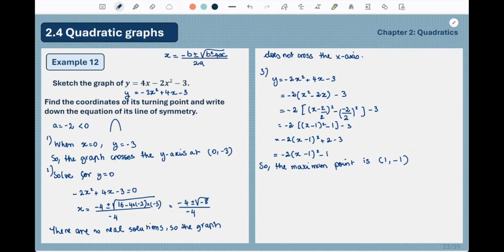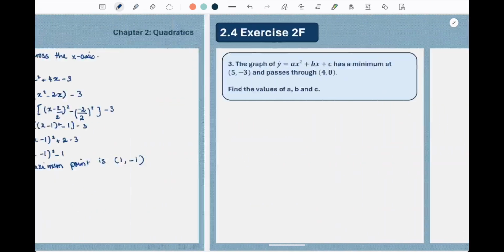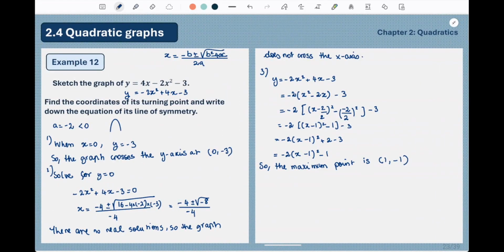But before I sketch the graph on the next page, oh, I don't have space. I think I'm just going to do a small one over here. Before I sketch it, I'd like to write down the equation of its line of symmetry, because it's something they've required us to. But maybe let's sketch it and we'll see. Okay. Sketch it over here.